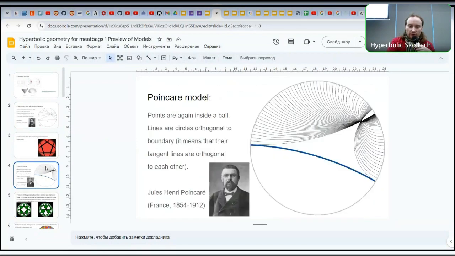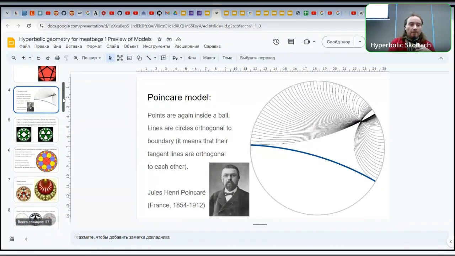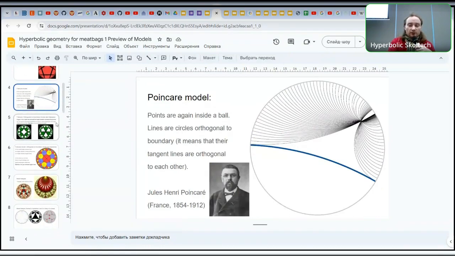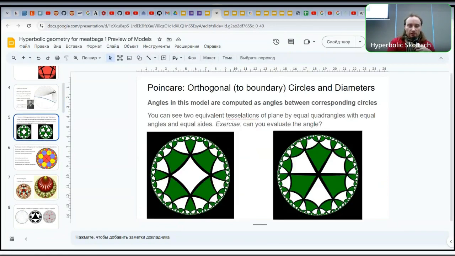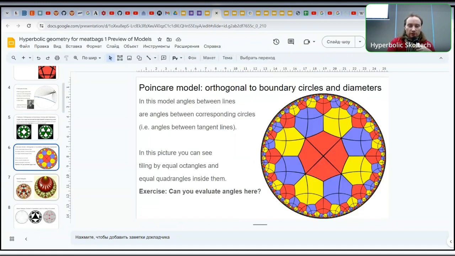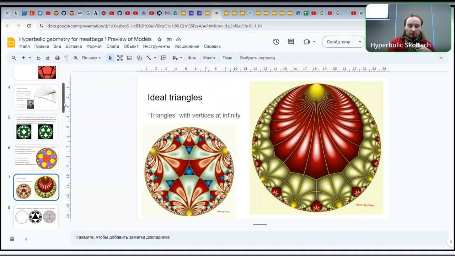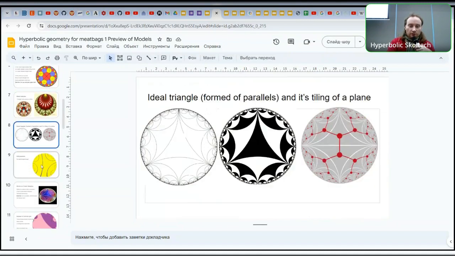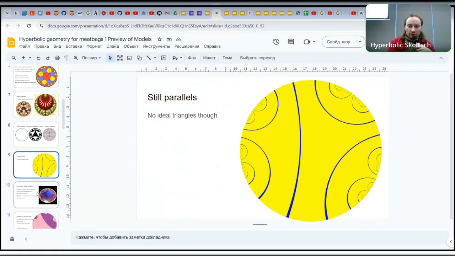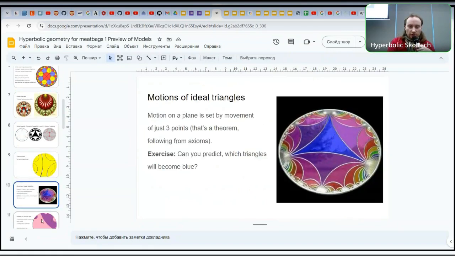Okay, the second model is the Poincaré model. It is a sphere circles model. So circles should be orthogonal to our boundary sphere. Those are some pictures and parallel lines in this model. Some pictures of this model.